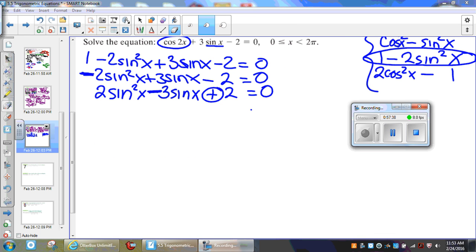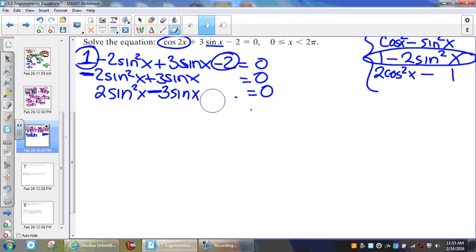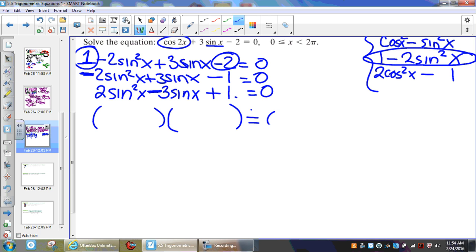Okay, so I made a big mistake here, guys. This one right here, somehow I forgot to combine it with this minus 2. And so 1 minus 2, what is 1 minus 2, guys? Negative 1. And so then after that, this should be a positive 1, right? Okay, well that's good news. We can factor maybe. So we don't have to use the quadratic formula.